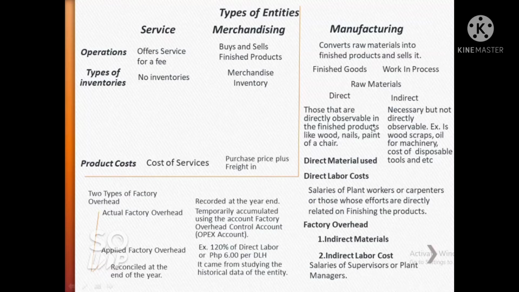But for now, we can summarize that the product cost for service entities are the cost of services, and we have purchase price plus freight in for the merchandising, and we have three costs for the manufacturing entities: the actual direct material used, the actual direct labor used, and the applied factory overhead. Now, we are ready to compare the income statements of the three. At this point, we will be comparing the income statements of the three.